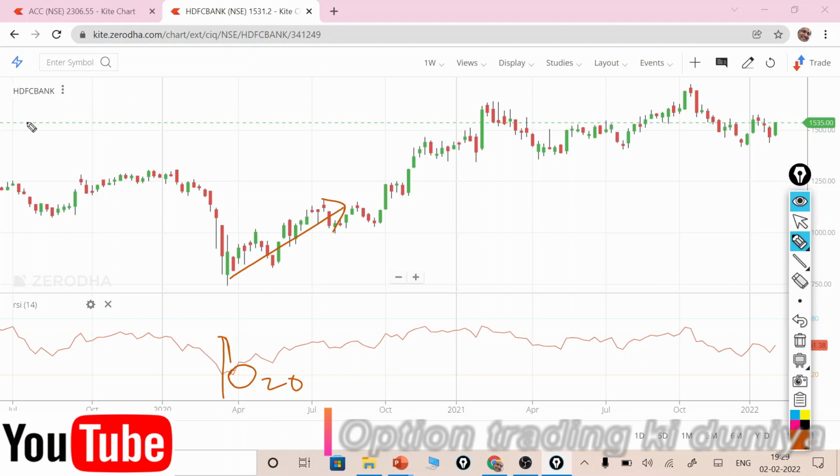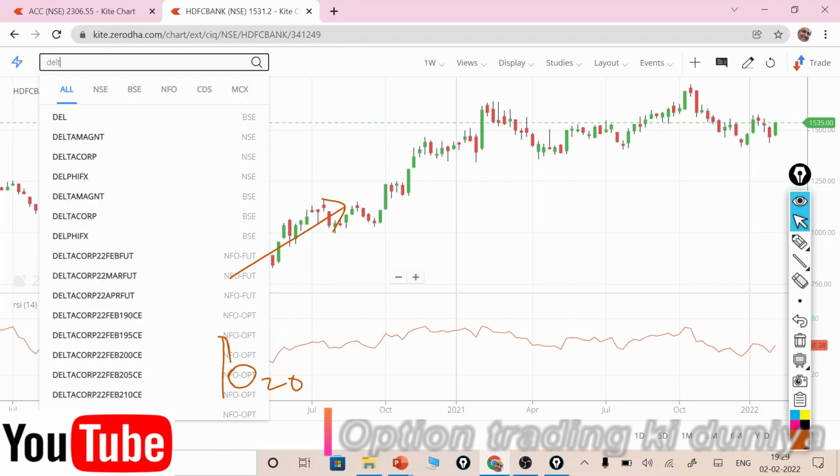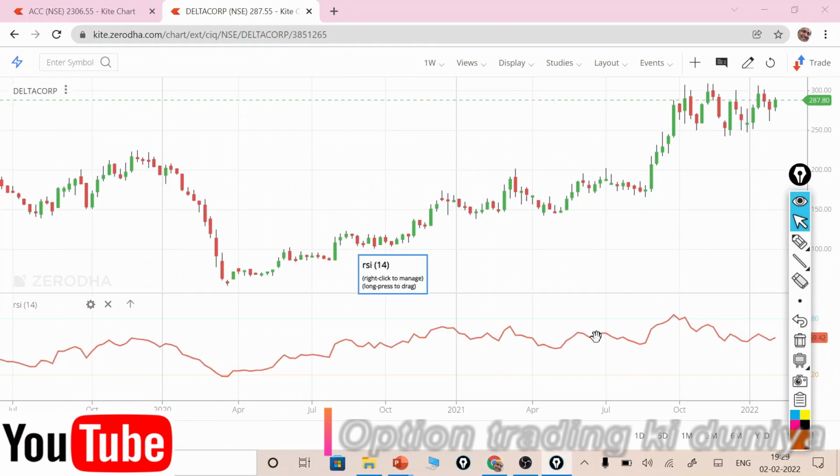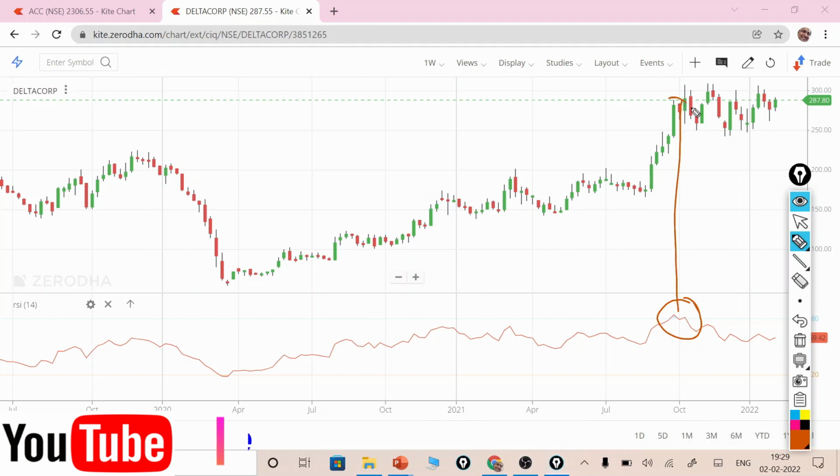Let me check one more share. Let me take Delta Corp. So here you can see this point. Let me mark it. This is the overbought. So overbought is here, so you can sell and make gains.